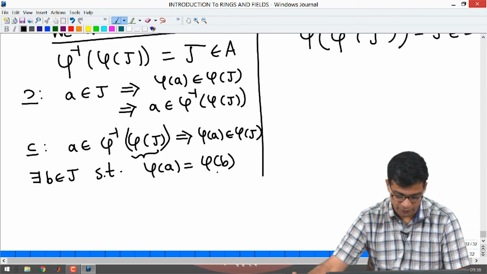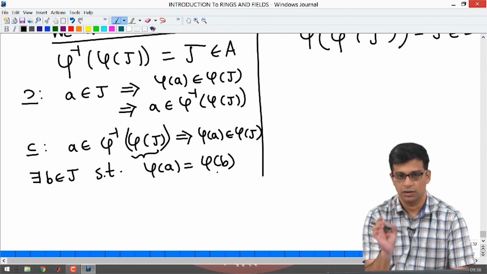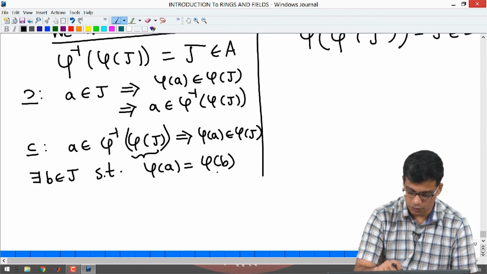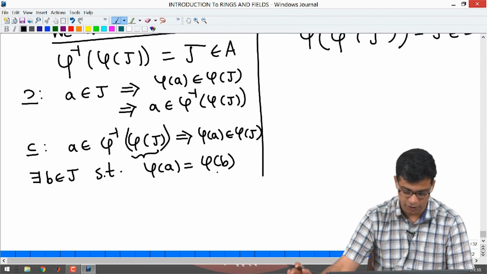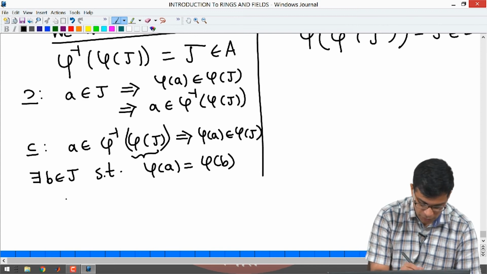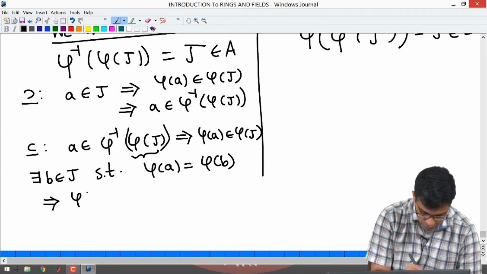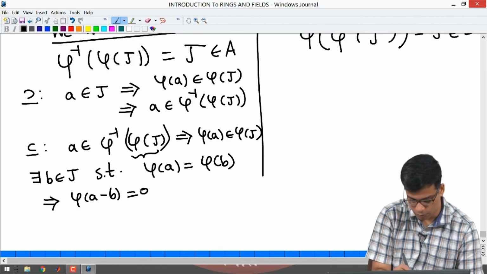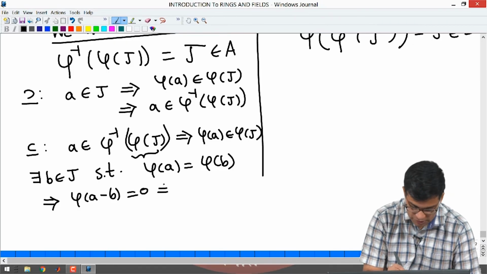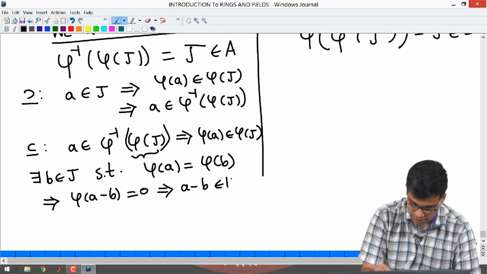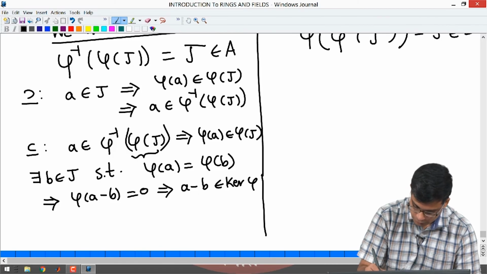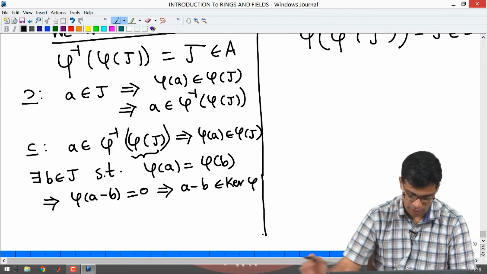Phi of J is by definition phi of all elements of J. So phi of A is in phi of J means it is equal to phi of B for some B in J. But this means phi of A minus B is 0, because phi of A is equal to phi of B, and this means A minus B is in the kernel, right, A minus B is in the kernel.